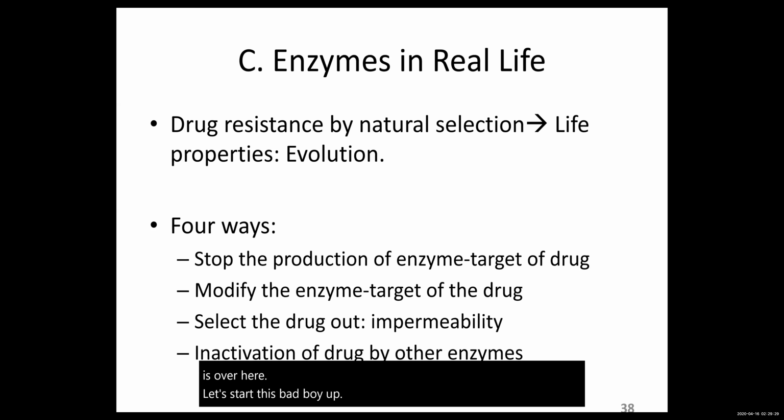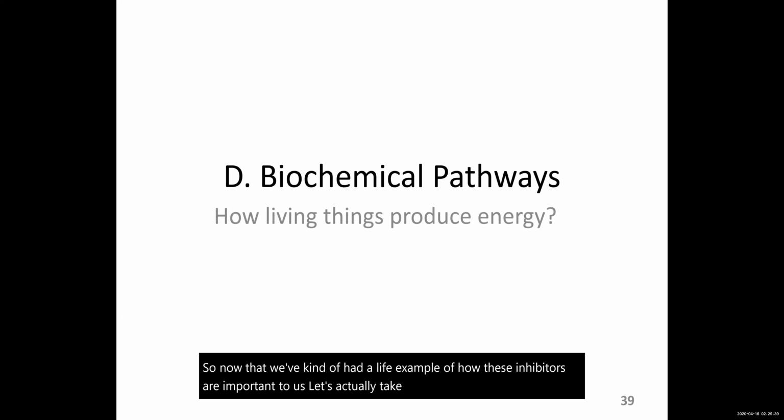Okay, so now that we've kind of had a live example of how these inhibitors are important to us, let's actually take a look at the actual pathways that we're interested in. And so this should be a relative review for all of you who have taken your good old general biology and definitely your AMP. However, what we're going to do here is kind of do a summary of them, not really deal with them in detail, but the premise here is to just kind of get the gist, the important parts of what happens and why.